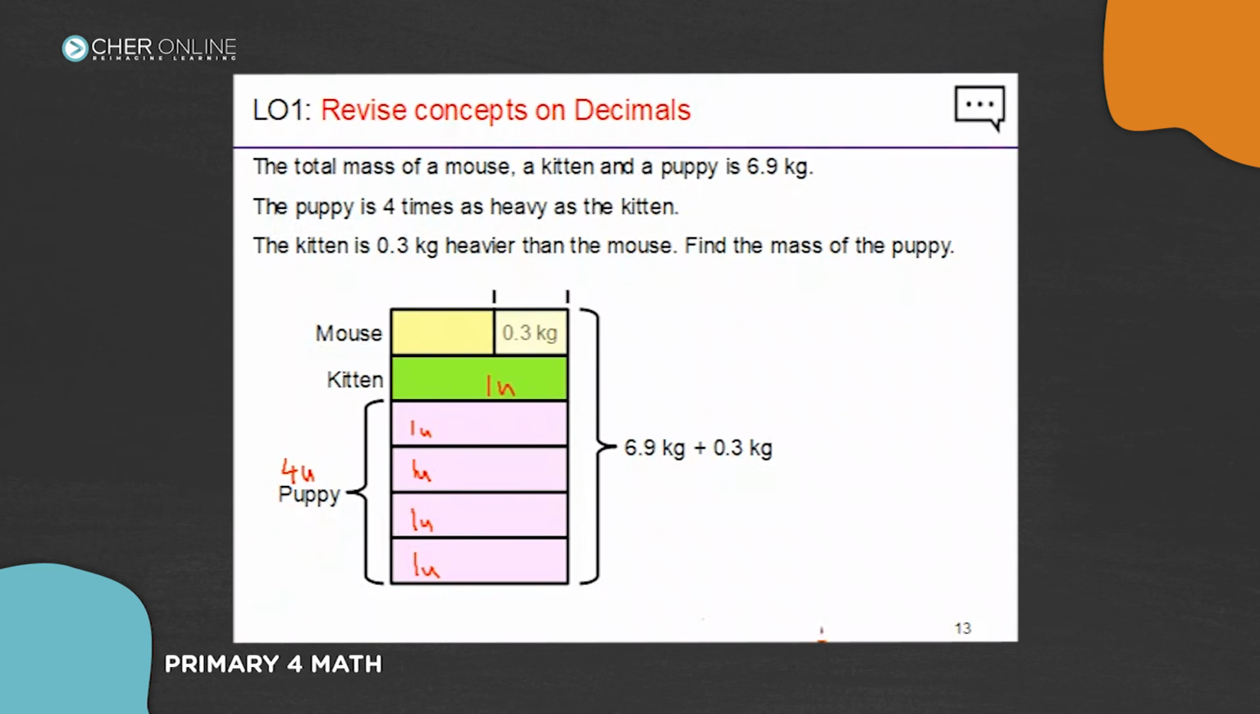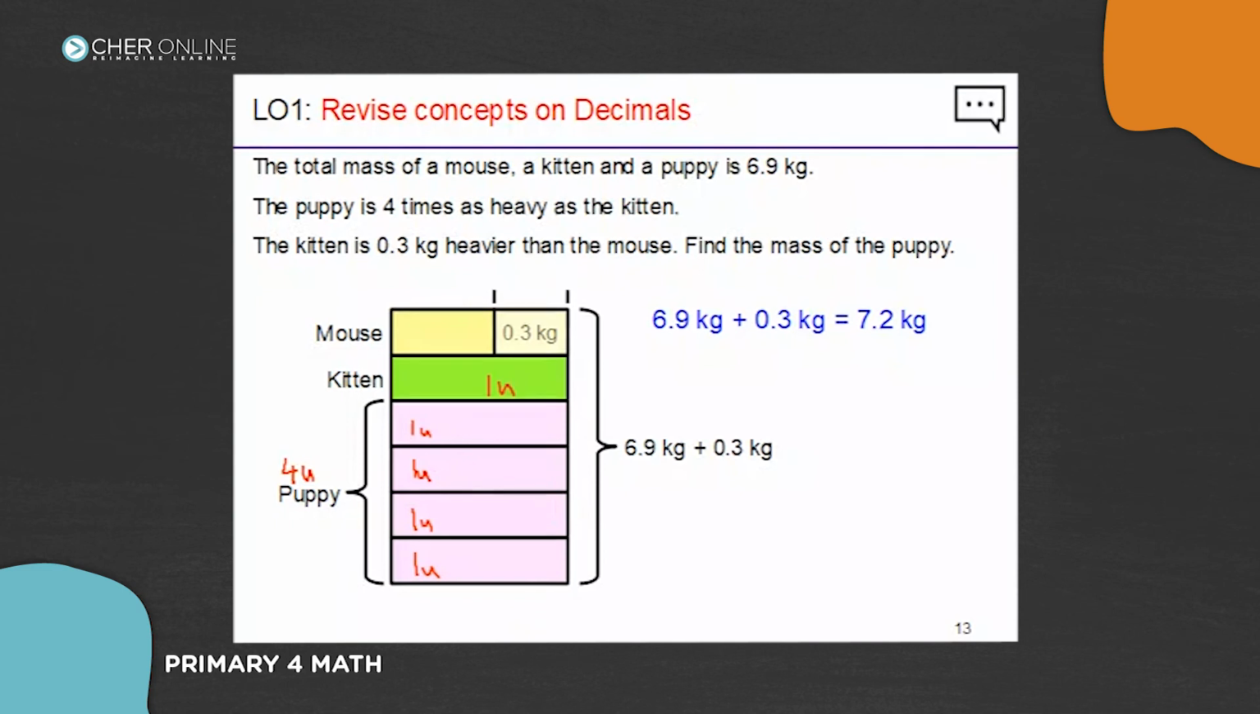So with that, I will get 7.2 kg, and 7.2 kg would be my 6 units altogether. 1, 2, 3, 4, 5, 6 units altogether. So I find 1 unit. I divide by 6. Then I have to multiply by 4 because one puppy is 4 units.